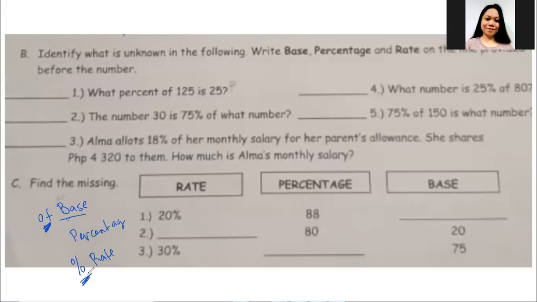So the rate is the one with the percentage, and then of course by elimination the other one is your percentage. Okay, let me recap that. If you see the word of, the number right after that is the base. If you see a percent sign or word, then that is your rate, and by elimination the other one is the percentage. Okay, so let's read this.